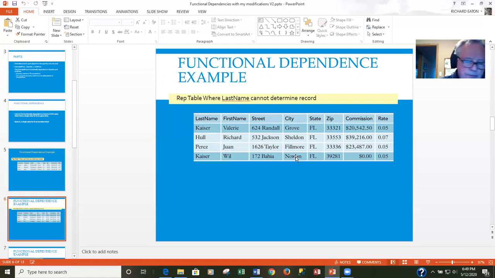So in this case, the last name could not be used as a primary key, and the last name does not determine all of these other non-key values. So you could say that none of these non-key values right here are determined by the last name.